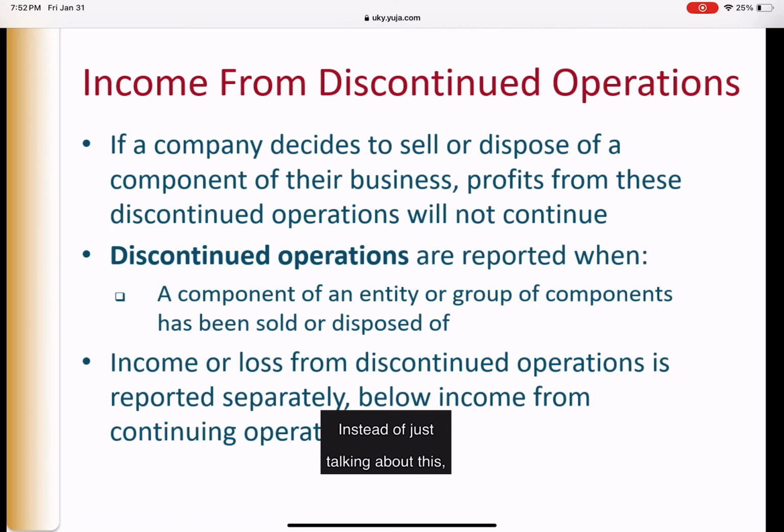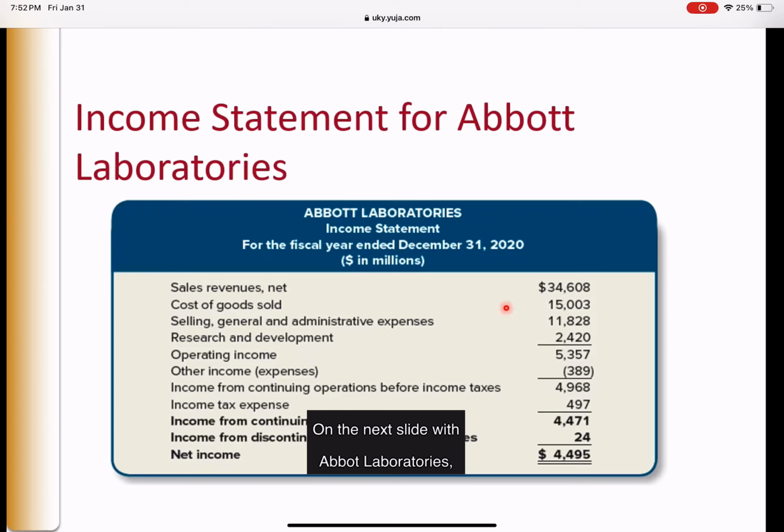And instead of just talking about this, let's look at what it actually looks like on the next slide. With Abbott Laboratories, your authors grabbed, and again, this is in millions. They had $34 billion in revenues, cost of goods sold of $15 billion. Then they don't even list out the gross profit. They figure that, hey, this is a single-step income statement approach, more or less. They have the selling and administrative expenses.